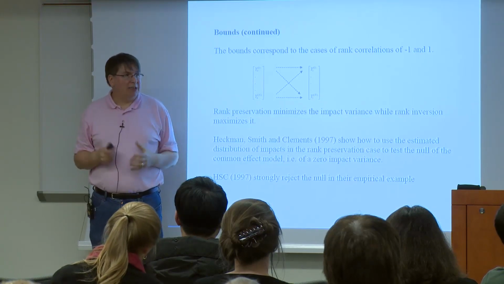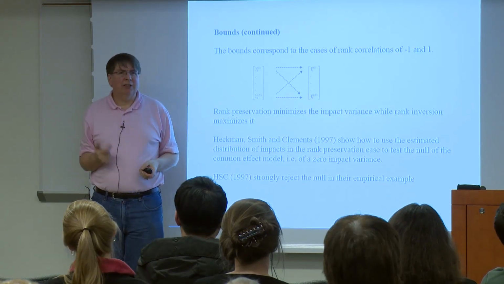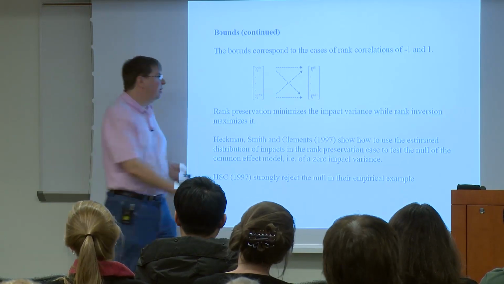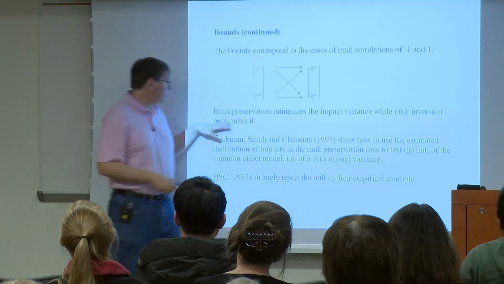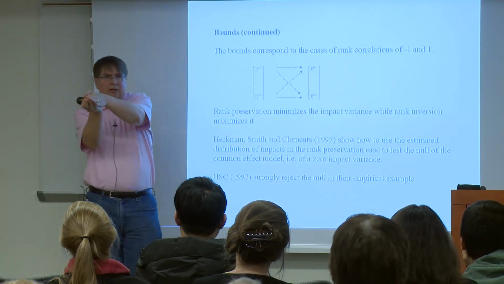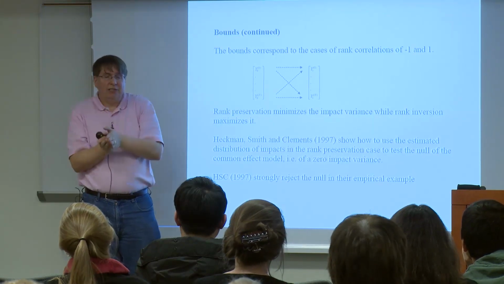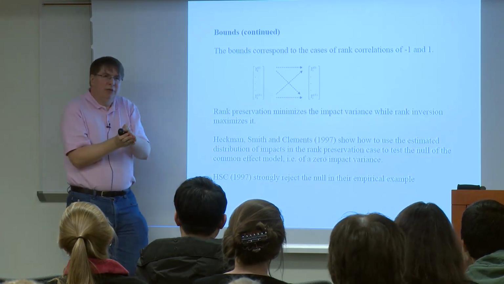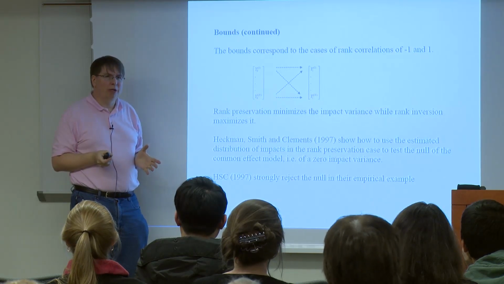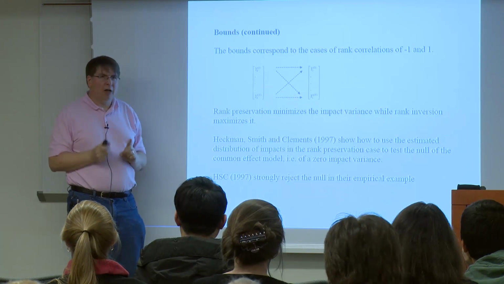If those impacts are statistically all the same, then you don't reject the null of a common treatment effect, of homogeneous treatment effects. If those impacts under rank preservation, because rank preservation minimizes the impact variance. So we can look there and do our test of the null that the variance of impacts is 0. If we fail to reject the null, we might say, hey, heterogeneous treatment effects are not so important here. That test is not that hard to do.